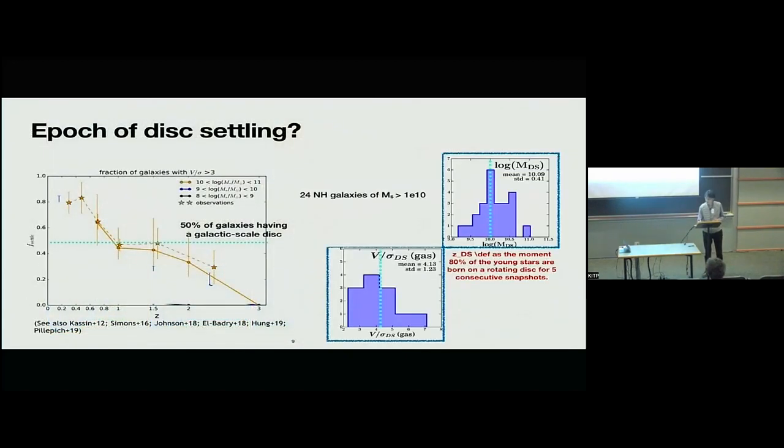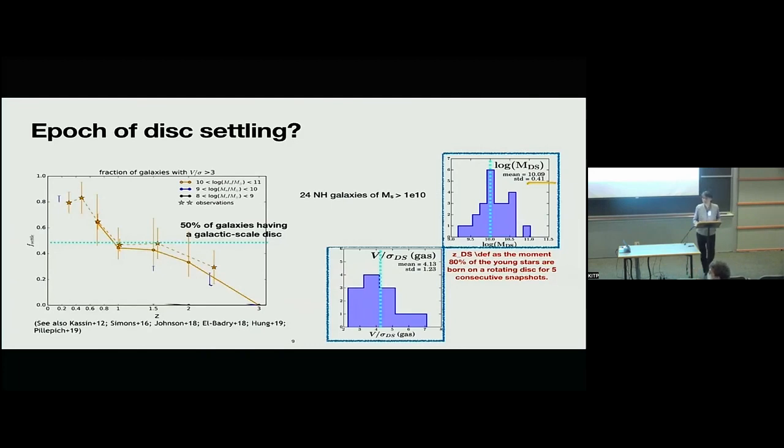When disk settling happened, the stellar mass was about 10. It's a very magic number, and the standard deviation was very small. But of course, this is very much dependent on the resolution effect as well. So if we raise the resolution, it might change. I think it'll become smaller. But anyway, there seems to be some mass effect. At least.